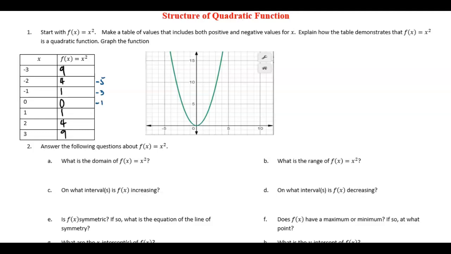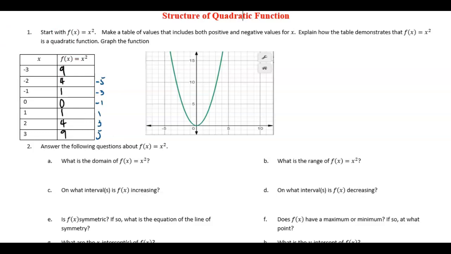What do I add to 0 to get 1? That means 1 minus 0 equals 1. What do I add to 1 to get 4? Which means 4 minus 1 equals 3. What do I add to 4 to get 9? Which means 9 minus 4 equals 5. So that's the first difference. As you can see, the first difference is not constant, so we need to look for the second difference.